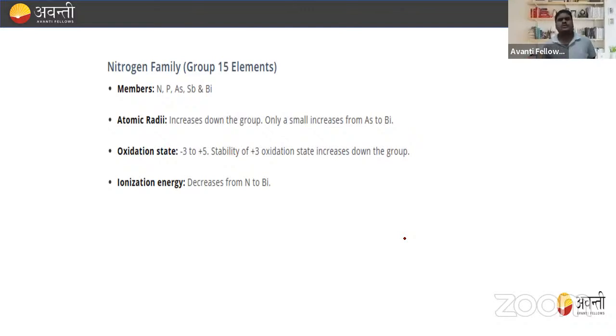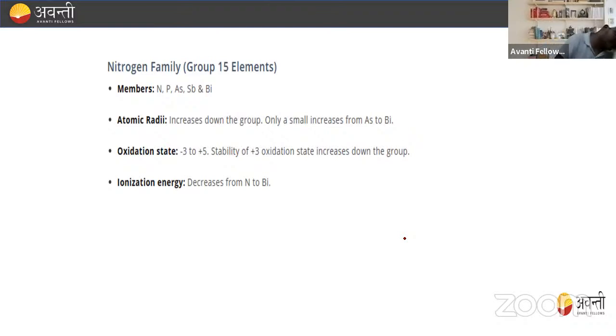And if I'm talking about +5 and +3, which stability increases down the group? The +3 stability increases down the group due to the inert pair effect. What is the inert pair effect? It is the non-participation of the ns2 electrons in bond formation. As we move down the group, due to poor shielding, these ns2 electrons are attracted by the nucleus, and thus these two electrons are not available for participation in bonding. So the +3 oxidation state increases down the group as compared to the +5 oxidation state.